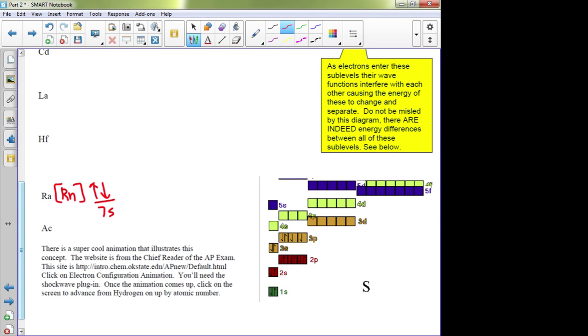Why couldn't you just say 7s2? It's not like there's another 7s2 on the periodic table. I don't even see why you have to do this.